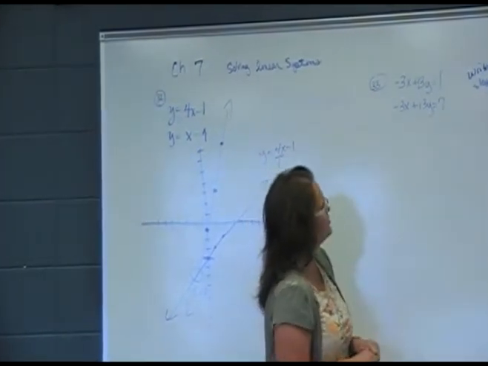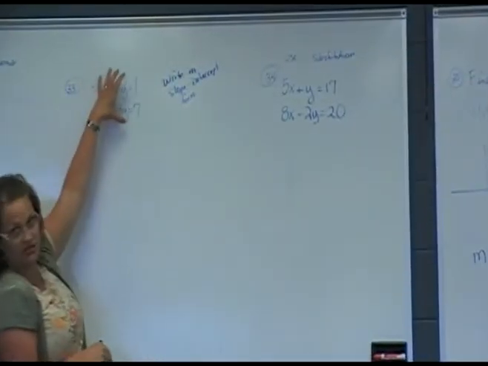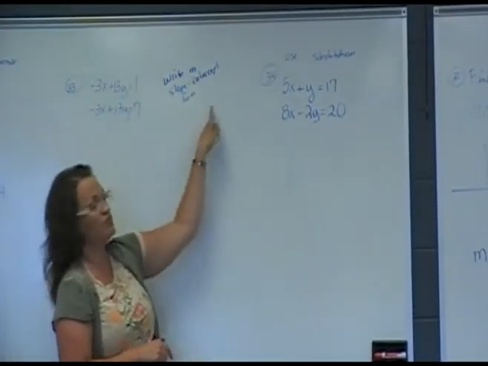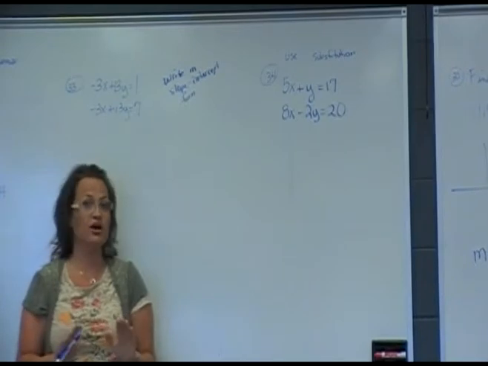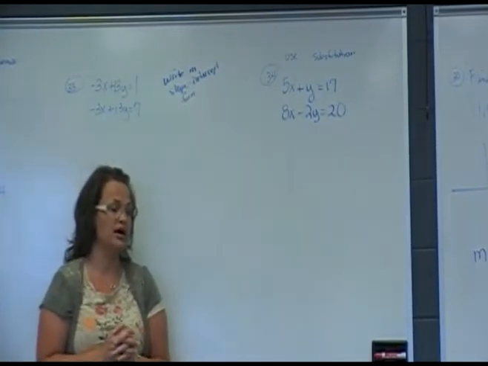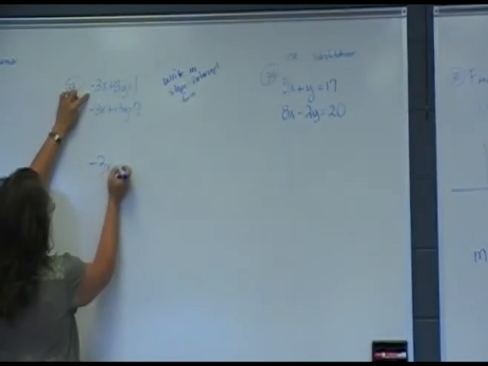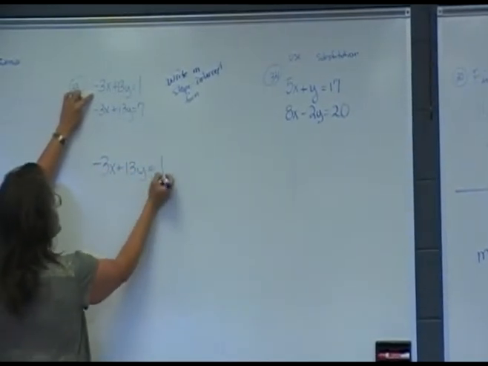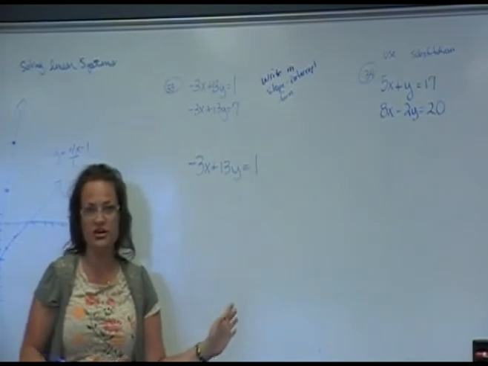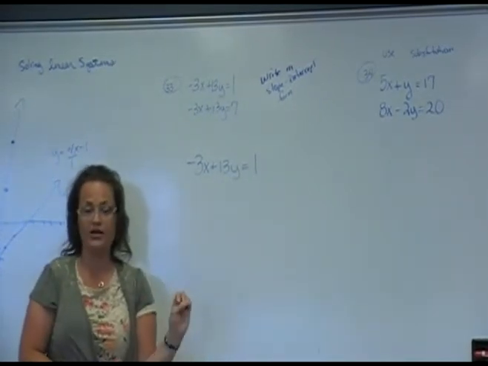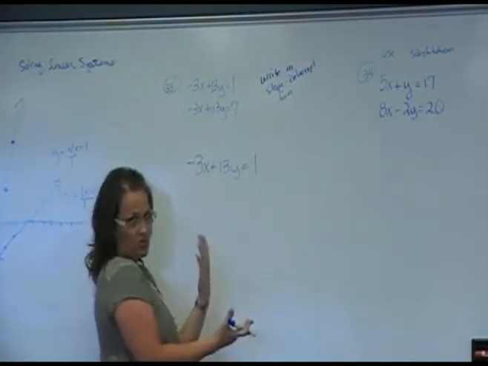Okay, number 33 asks us to write each one of these equations in slope-intercept form first, and then don't even try to graph it, just see if you can figure out what type of solution it will have. So let's start with the first one. Negative 3x plus 13y equals 1. Remember, slope-intercept form means you're solving for y, getting y equals, so you can see the slope and the intercept.